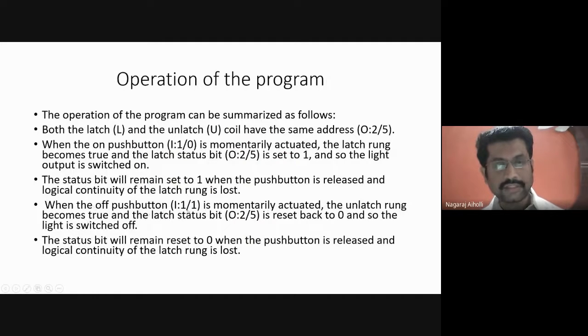When the off push button is momentarily actuated, the unlatched rung becomes true and the latch status is reset back to 0, and hence the light will be in off state. When we press the off push button, it is actuated, the unlatched coil will be energized, because of which the bit will be reset or becomes 0, and hence the pilot light will be in off state.